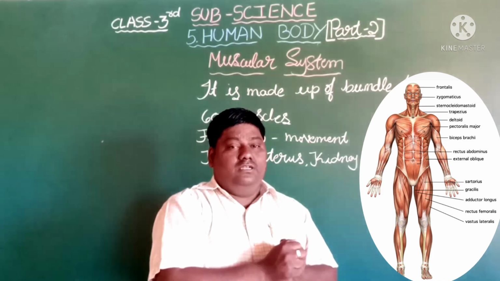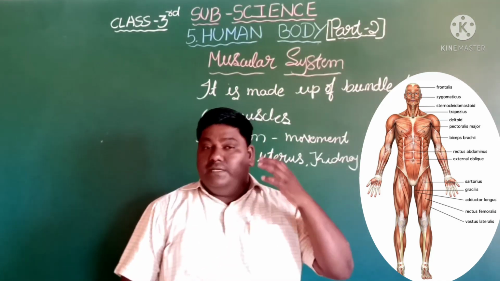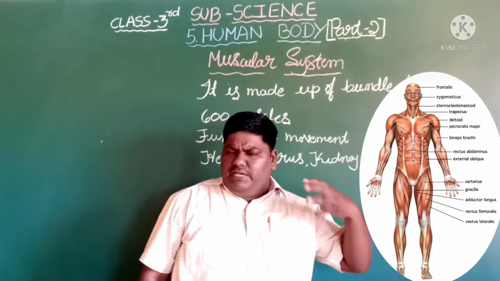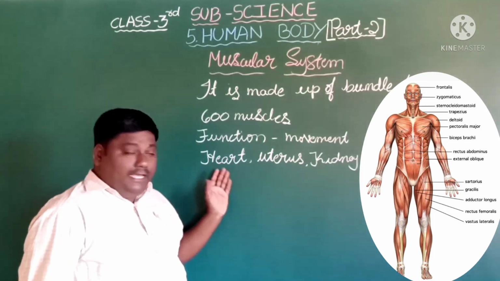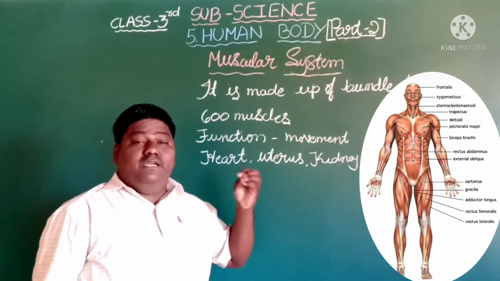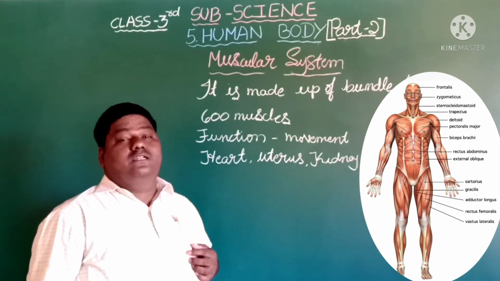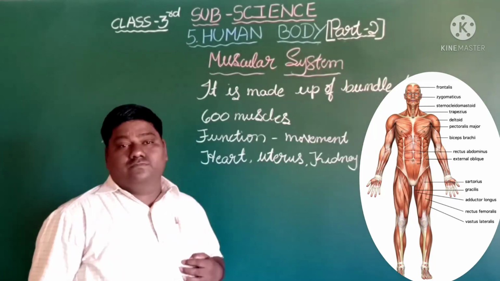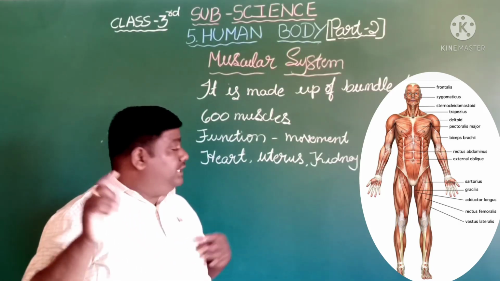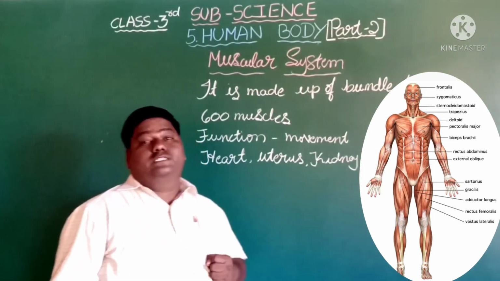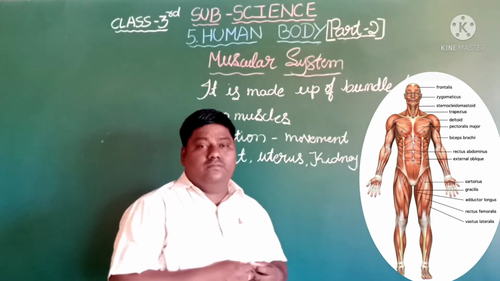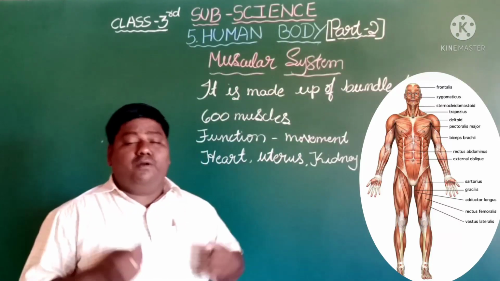See here, muscle is also very important in each and every part of the body. See here, the muscle is present in the heart. Heart is mainly made up of muscle. Uterus. Okay, the urinary bladder is also made up of only muscles. Kidney, liver. There are many parts in our body.